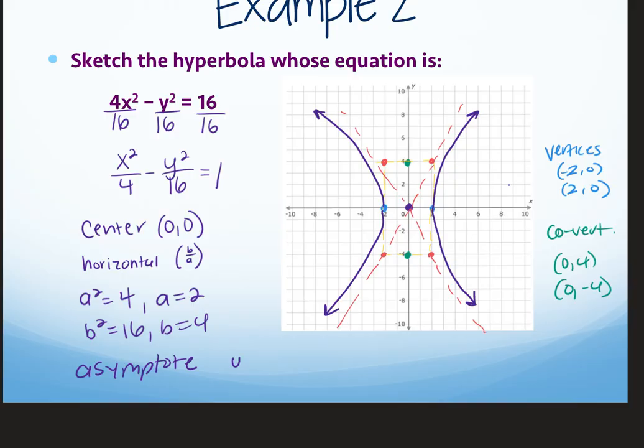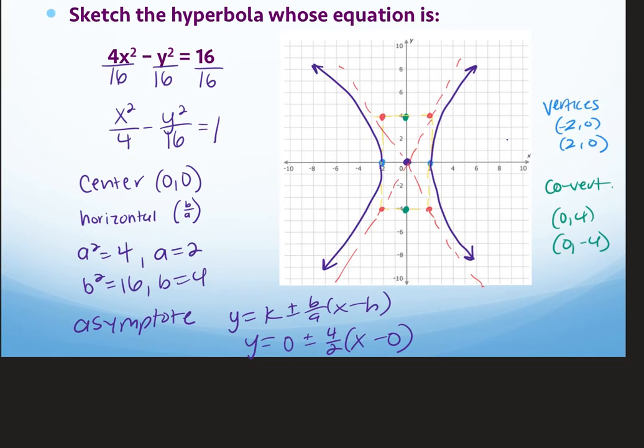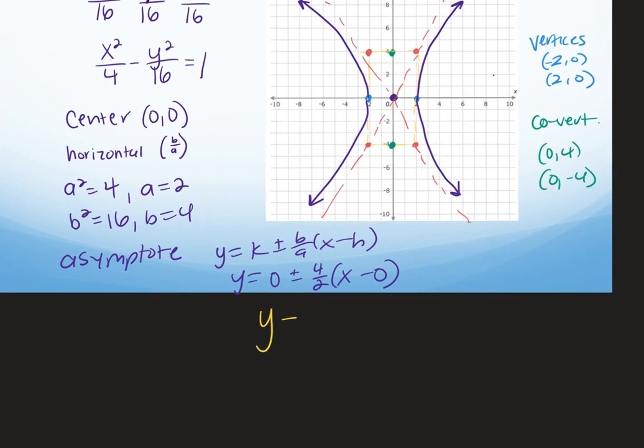And so this would be y equals k plus and minus. It's horizontal, so it's b over a times x minus h. So y equals my k was 0, my b is 4, my a is 2, my x stays x, my h is also 0. And then I would just simplify it. y equals plus and minus 2x. So this time, you don't really have to distribute because they're zeros. Let's say that there were values in there. You wouldn't have to distribute. You could use the box.